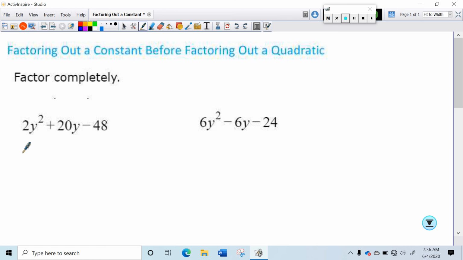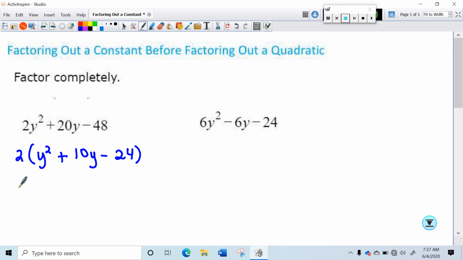So I'm literally going to do something called taking that number out. I'm just going to divide everything by 2. So I have a 2 and a y squared. I took a 2 out, so that's a y squared left, plus sign. 20 divided by 2 is 10, and I have a y there, minus sign. 48 divided by 2 is 24. Now I can factor this.